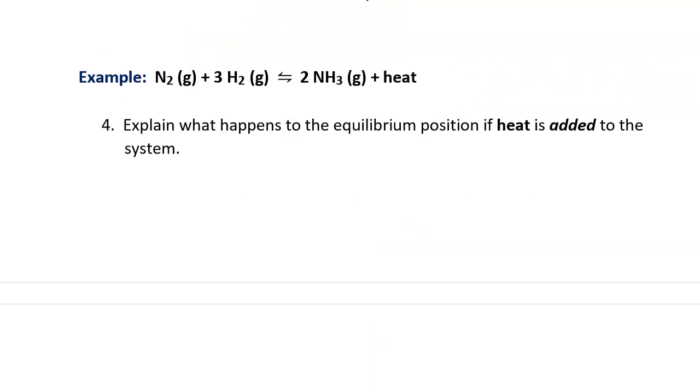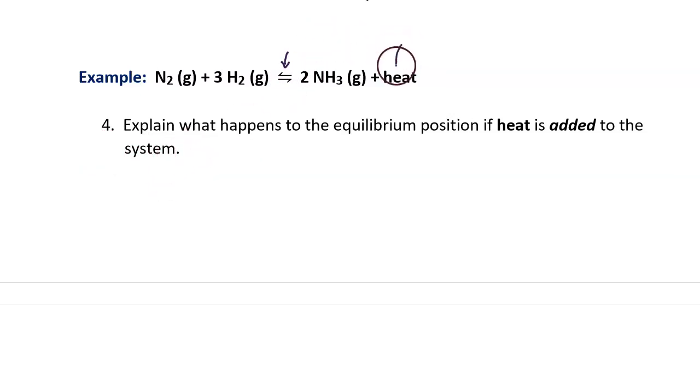Here is another example. N2 plus 3H2 produces 2NH3 plus heat. And the reverse reaction is the 2NH3 plus heat can produce the N2 plus 3H2. Again, I'm only able to type arrows of equal length, but in reality, one arrow could be longer than the other. Number 4, explain what happens to the equilibrium position if heat is added.